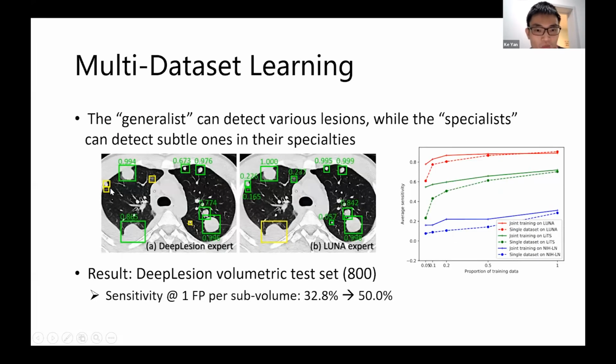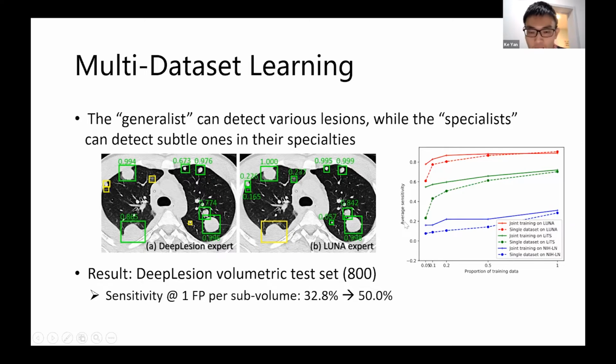We can see this example. On the left, the green boxes are the detections of the DeepLesion head. We can see that it detects some large lesions, but it also misses some small lung nodules. These yellow boxes are also lung nodules, but missed by the DeepLesion head. And on the right is the Luna expert. Luna is a lung nodule dataset. This head can detect all kinds of small lung nodules, but it missed this large one, which has an atypical appearance, but it can be detected by the DeepLesion expert. So by combining the output of these two experts, we can have the best sensitivity.